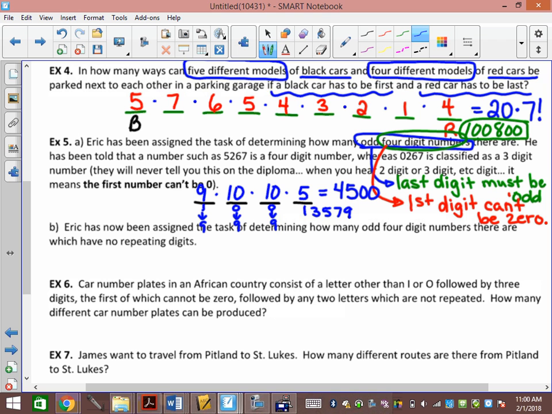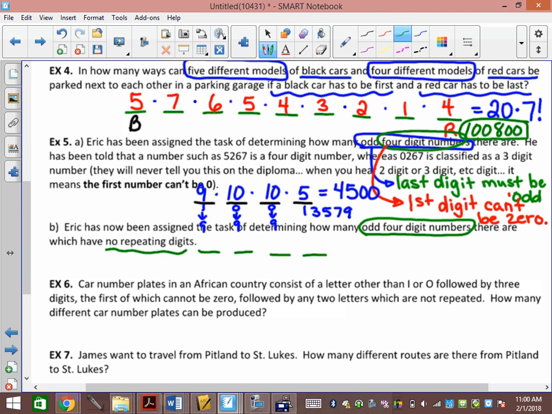Okay? Now B. B is where it gets a little bit trickier. B says, Eric has now been assigned the task of how many odd 4-digit numbers, so that stays the same. 1, 2, 3, 4. Odd 4-digit numbers there are, but the difference here is can't repeat. No repetition. Okay? No repetition. So we still deal with our restrictions first, but now we're going to pretend to keep a number there because the number has to stay and it can't happen in any of the other blanks.